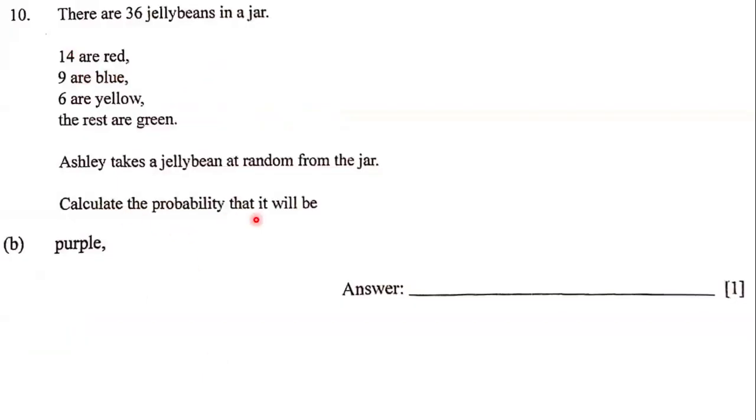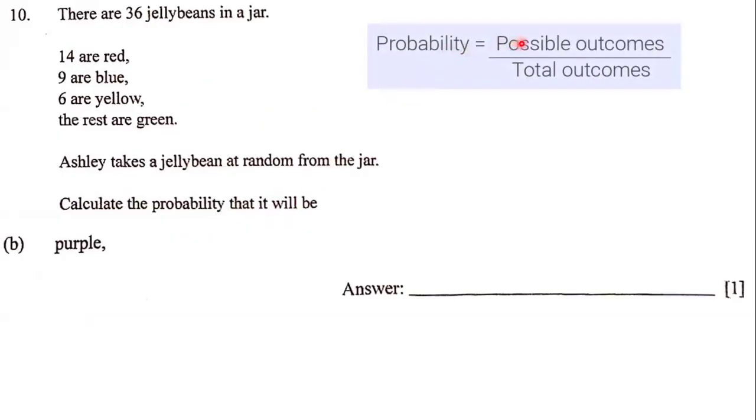Next, we want to figure out the probability that Ashley takes a jelly bean at random from the jar and it is purple. Remember, we're going to use this formula: possible outcomes divided by total outcomes. The total outcomes is 36, and there are no purple jelly beans in the jar. So the possible outcomes for purple is 0. So it's 0 divided by 36, which is 0. If a probability is 0, that means that it is impossible. And if the probability of an event is equal to 1, that means that it is certain.